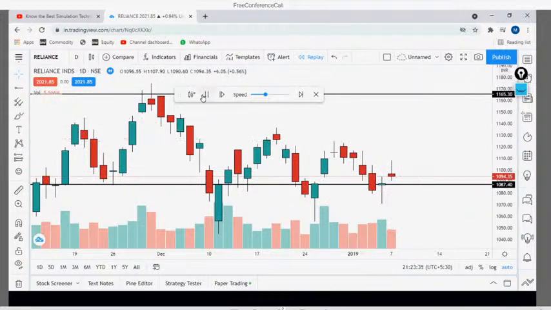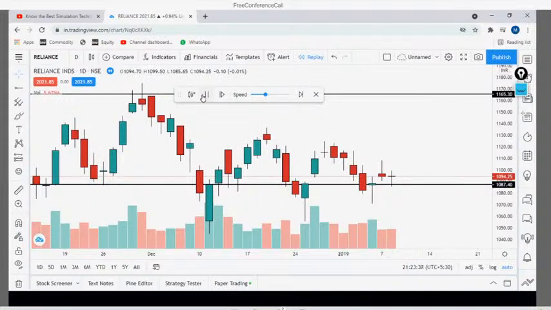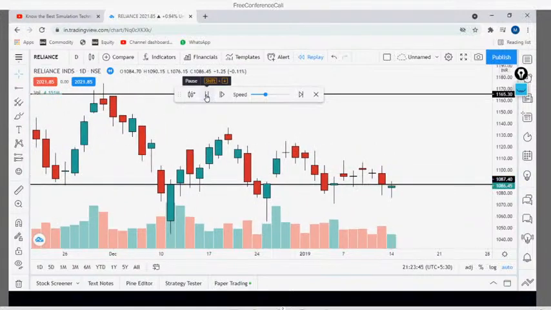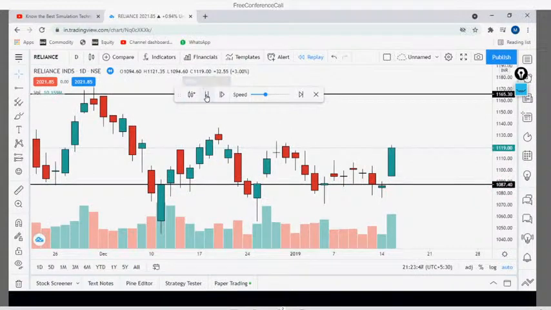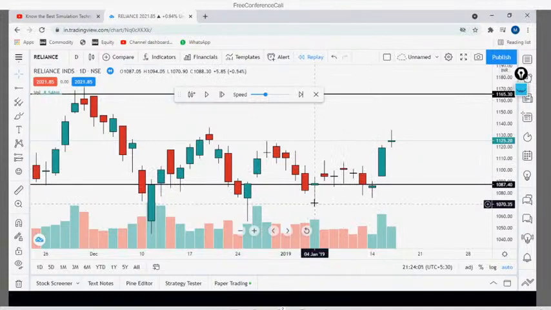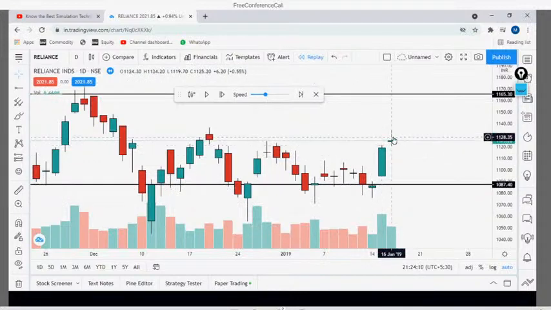This is how you can test your strategies. See here how exactly it went, one minute, I'll stop. I started from here, 31st December was the last. From 1st Jan it came down, this was our support area. It bounced again, it came to the same support area, but it did not break my previous low. And after that, see the bounce it has given.